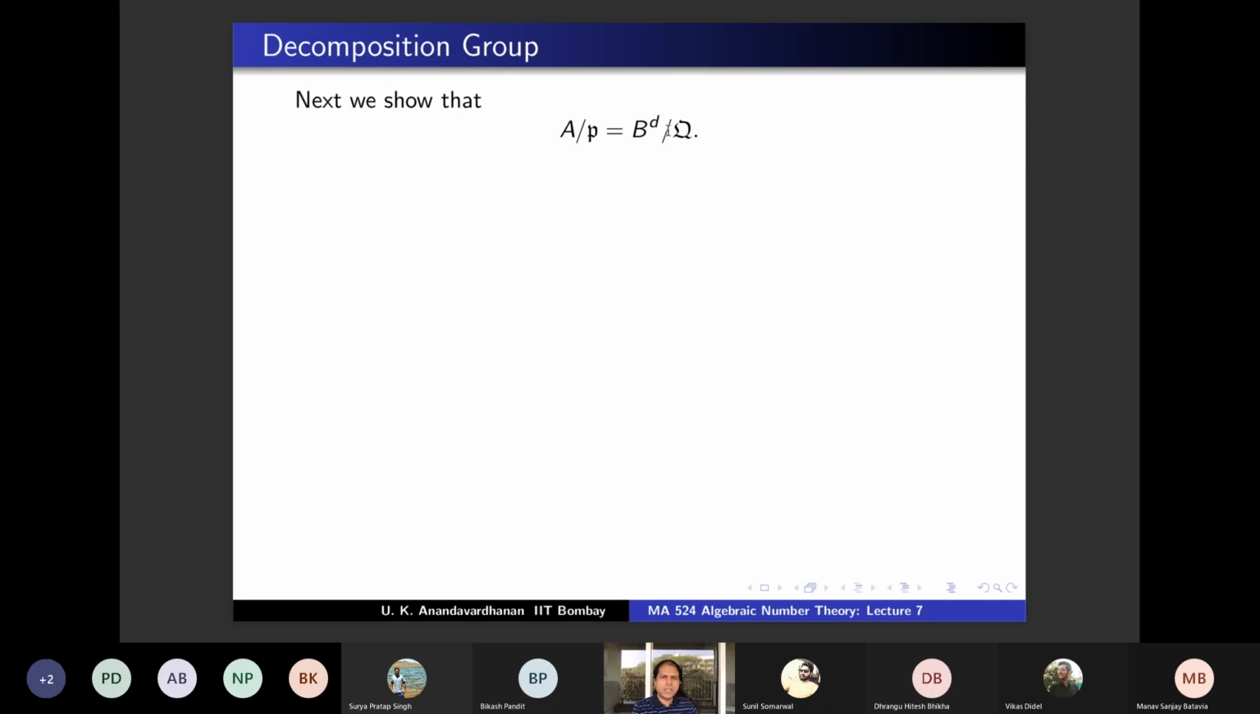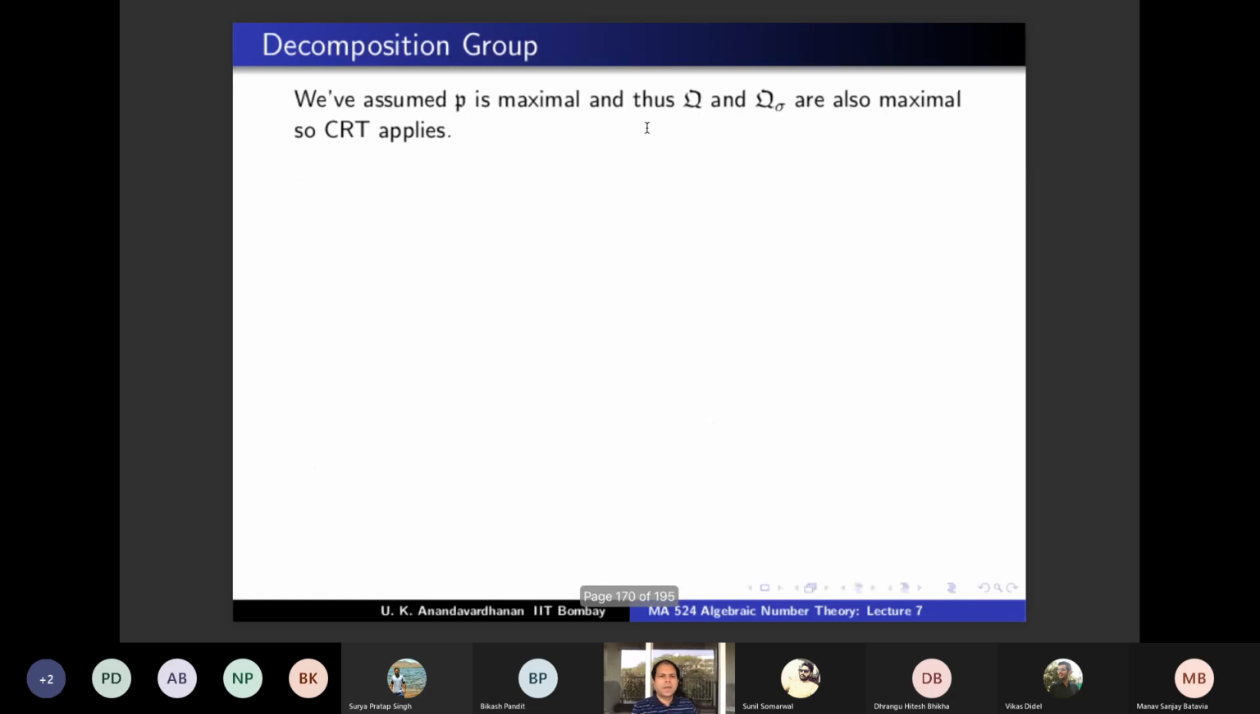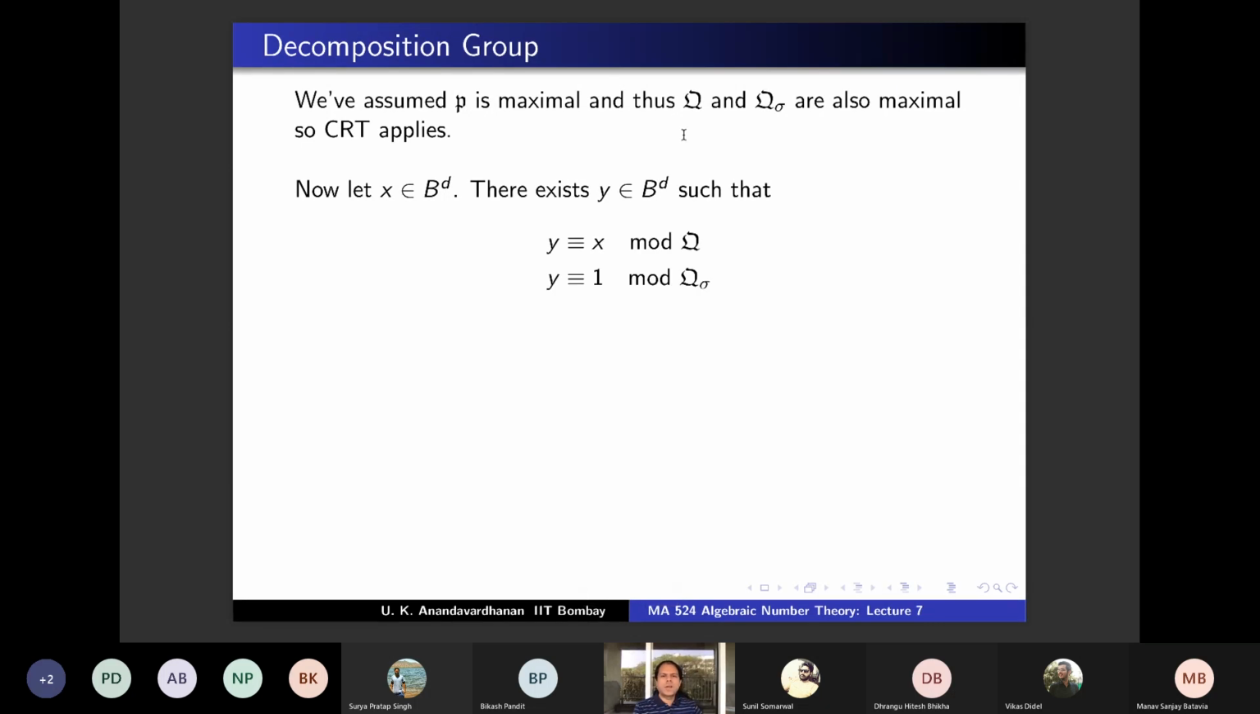So you have to start with X plus Q, where X is in BD. That's what we are doing. So let X be an element in BD. And we will do, using Chinese remainder theorem, something so that we will get something in A by P. Okay, so if X is in BD, there exists Y in BD such that Y is congruent to X mod Q and congruent to 1 mod Q sigma, because of the co-maximality. But I would like to do this for all sigma outside G beta, outside GP.